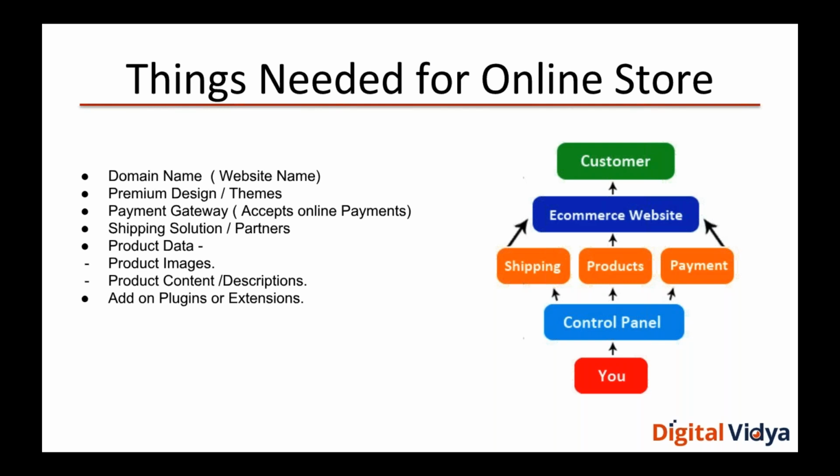The next solution you will need is a shipping partner or shipping solution. The other things are product data, product images, product content, product description, and add-on plugins or other extensions if needed. So these are the top things which are needed. Yes, Srinivasan, I am going ahead. I am coming down to your question. I will walk you through payment gateway and shipping in the next slide.